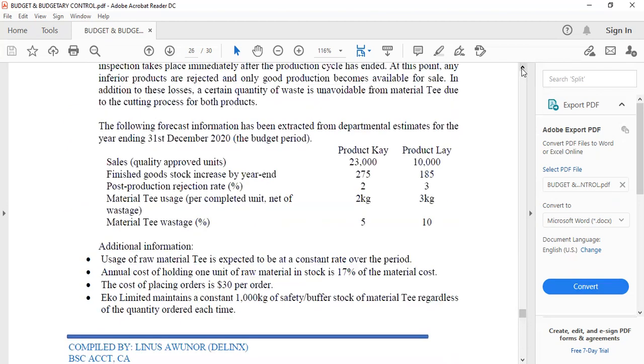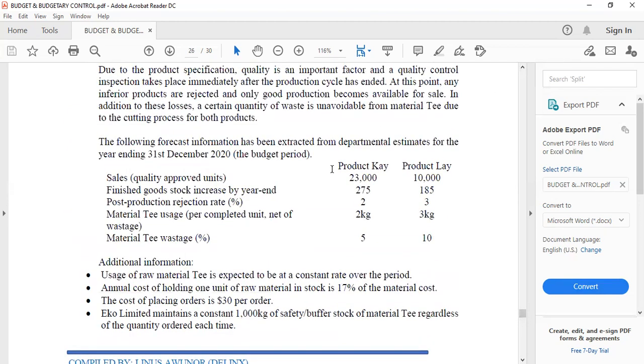Okay, let's come here. So they are saying that the company produces 2 products, product K and L, isn't it? And these 2 products use one type of raw material, which is the material T. Are you okay? Okay. So the budgeted sales for the period is what? 23,000, isn't it?